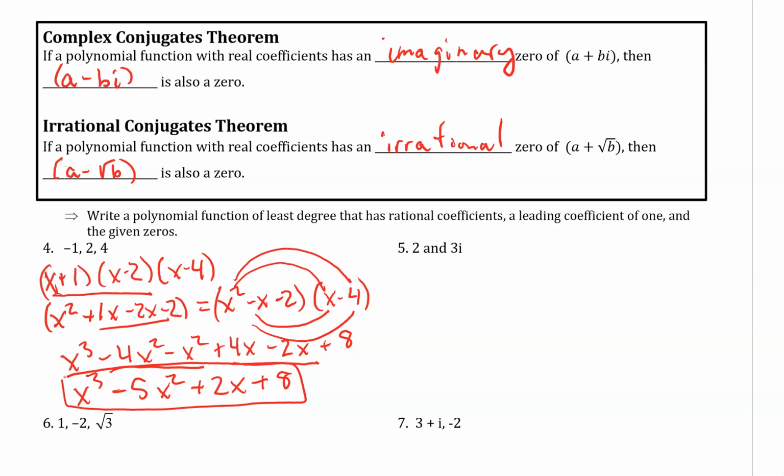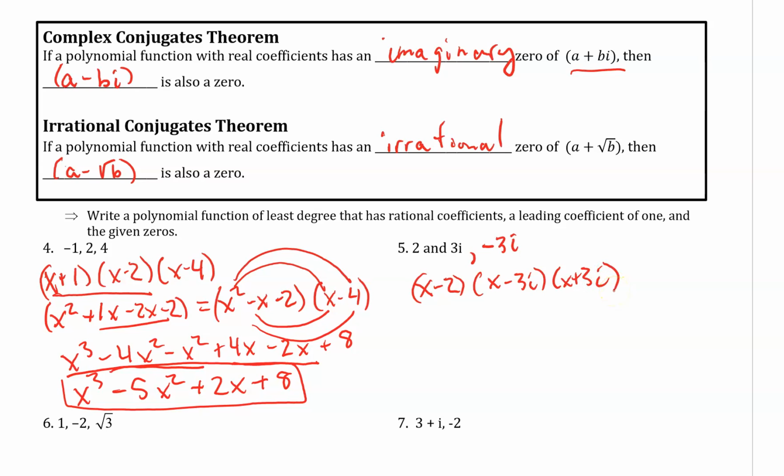My next problem, 2 and 3i. Well, as we just said, if 3i or 0 plus 3i is one of my roots, then 0 minus 3i must also be a root. Again, a plus bi, a could be 0, which it is in this case. So now we're going to have x minus 2 times x minus 3i times x plus 3i.